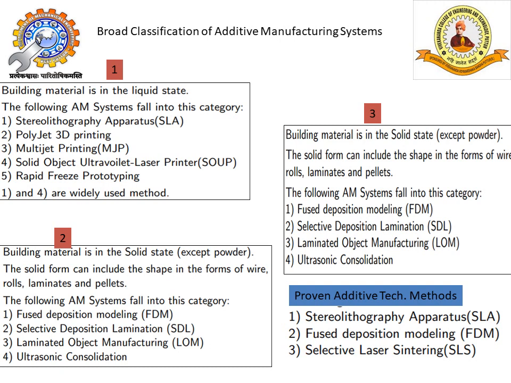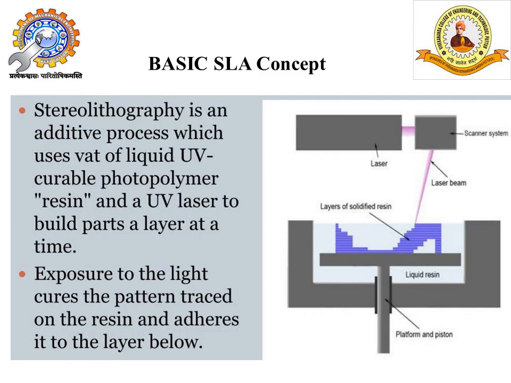With all these available techniques, the proven additive manufacturing techniques are stereolithography apparatus SLA, fused deposition modeling FDM, and selective laser sintering SLS. The basic concept of SLA, selective, it is nothing but the stereolithography.